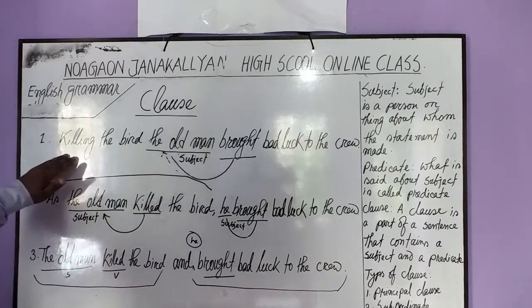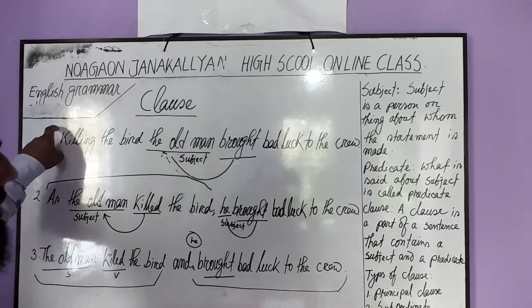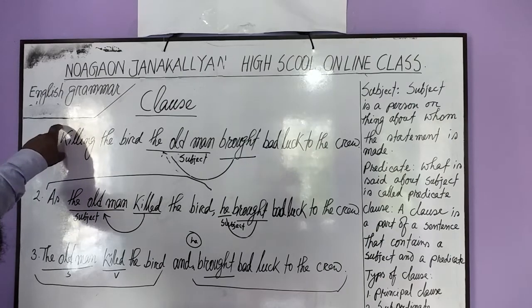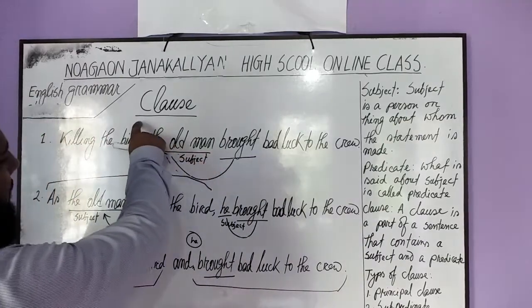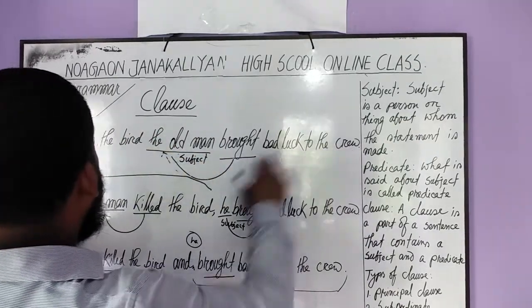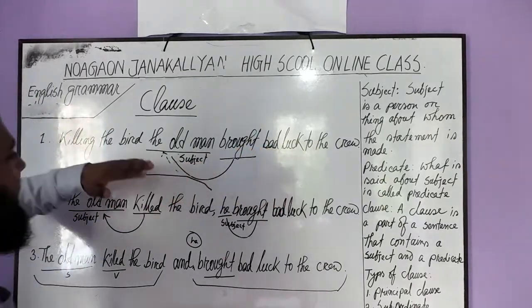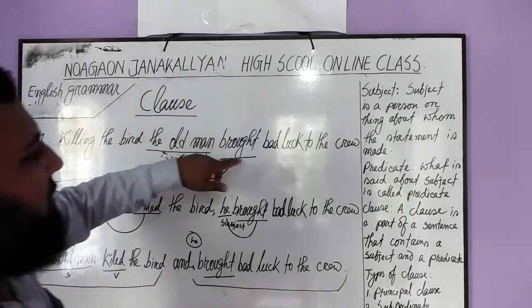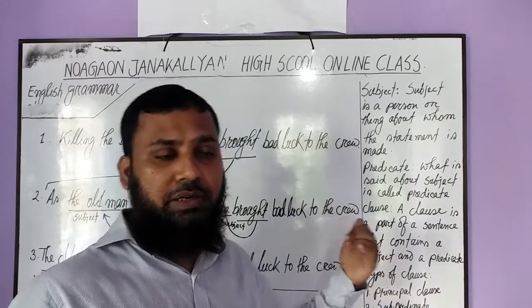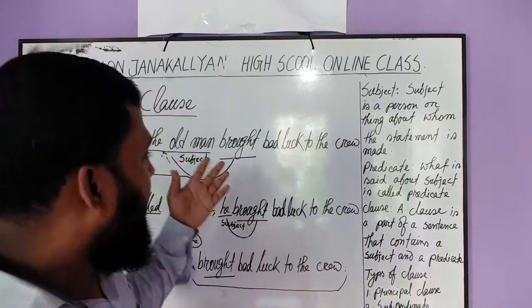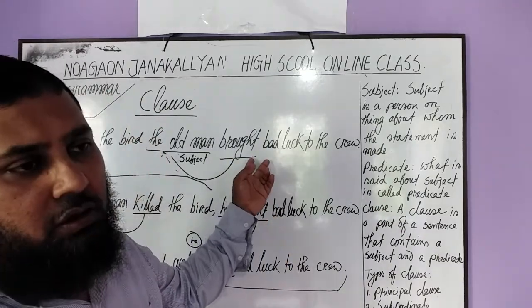Okay, look at the first sentence. You already know that there is a clause and it can complete its total meaning. Killing the bird, the old man brought bad luck to the crew. The sentence can complete its meaning by itself and the clause can complete its meaning by itself, so it's a principal clause.